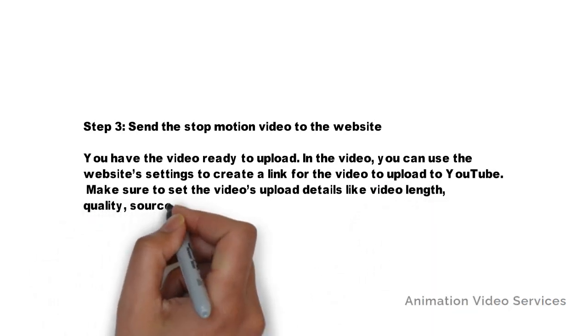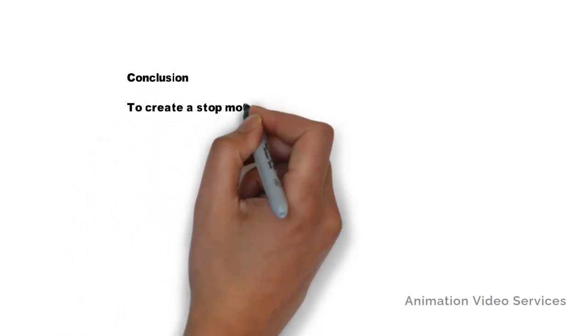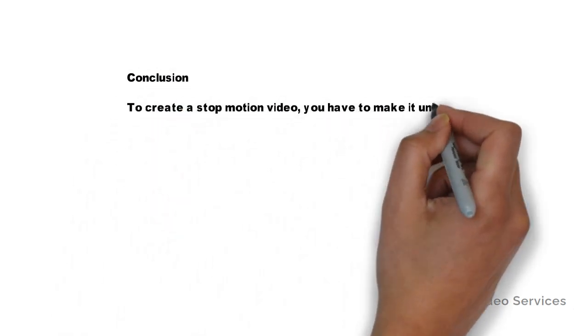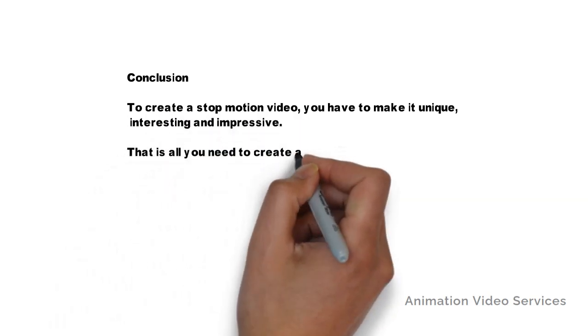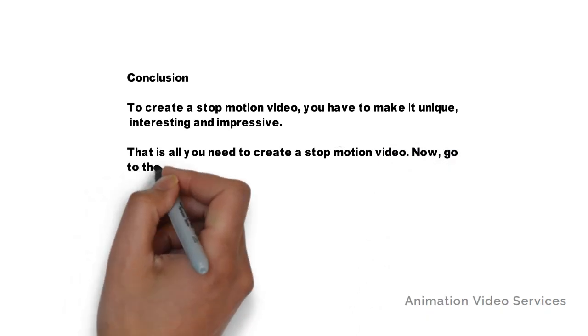You can create a link like this. Embed this video. Conclusion. To create a stop-motion video, you have to make it unique, interesting and impressive. That is all you need to create a stop-motion video.